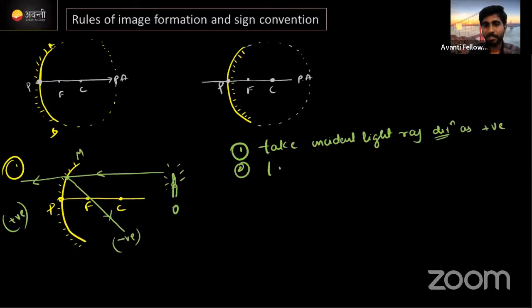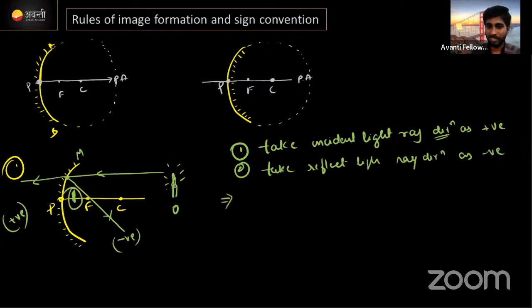Second point: take the reflected light ray direction as negative. Correct now? You know one point also: in a concave mirror, it creates real images apart from one position. When the object is kept between P and F, the image is formed on the other side. Apart from that, the image is also formed on the same side as the object in all the cases, apart from P and F.